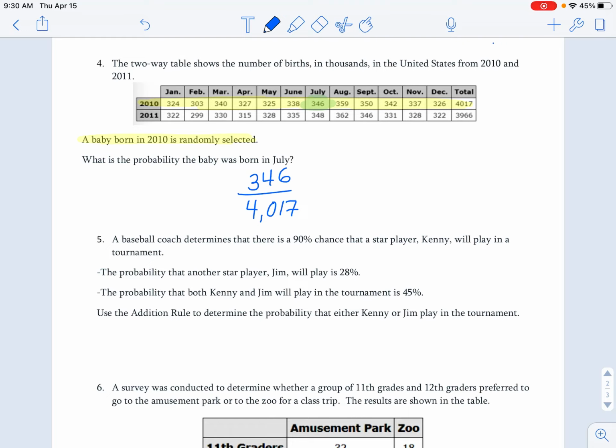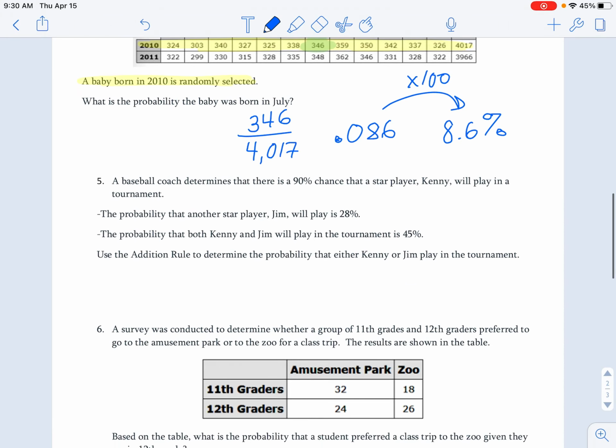4,017. So then we're going to have 346 divided by 4,017, and that's about 0.086. And remember, you can move the decimal places, or think about multiplying by 100, so 0.086 or 8.6%. Cool beans, right? Cruising right along.